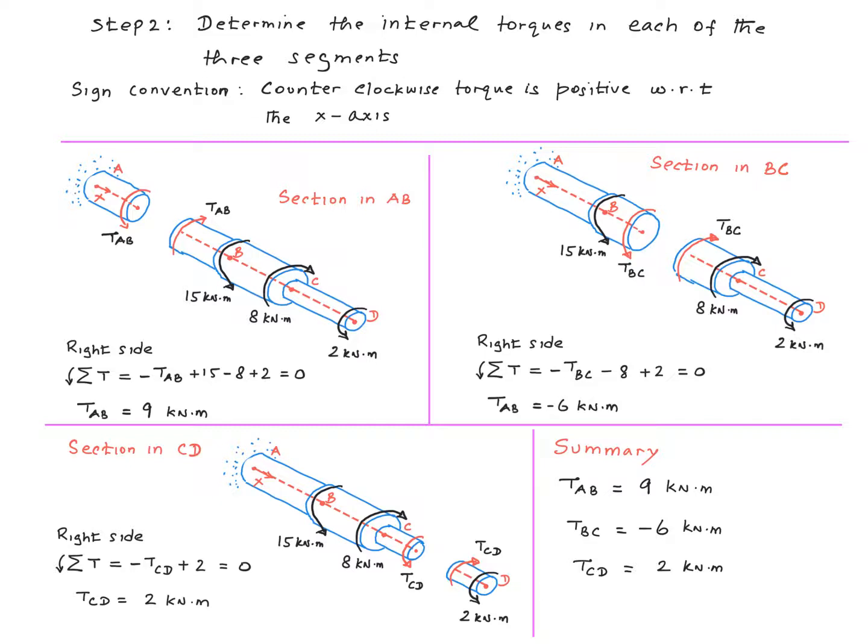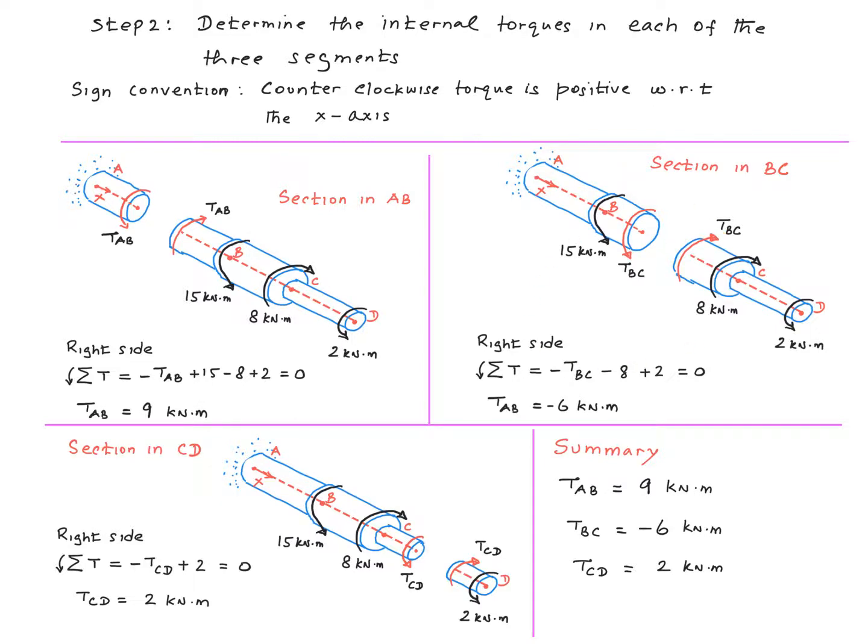15 kilonewton meter acting at point B goes in the counterclockwise direction, so that goes in as a positive number. 8 kilonewton meter goes in the clockwise direction, so we have a negative sign in front of that. 2 kilonewton meter goes in as a positive term because that's a counterclockwise direction. So now simplifying this, we get TAB of 9 kilonewton meter.